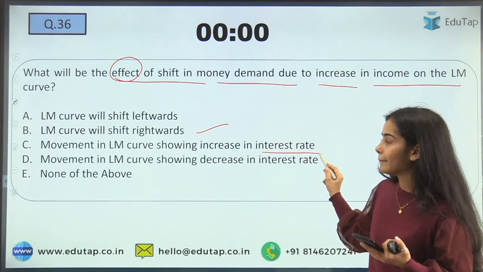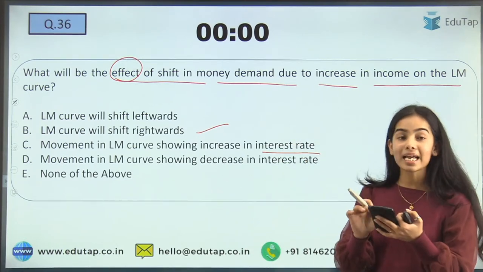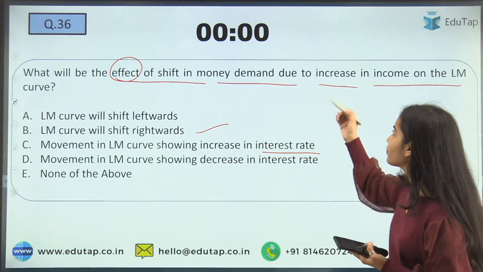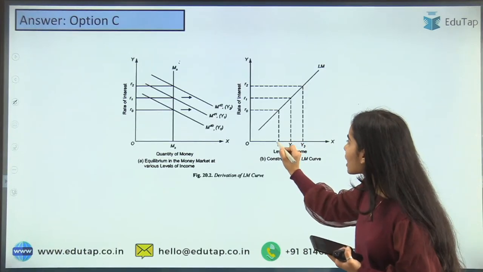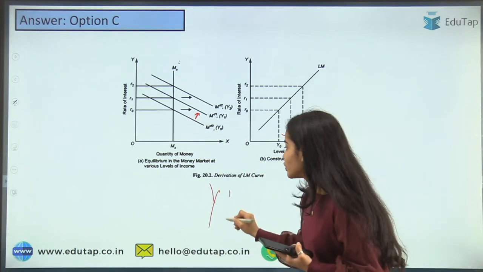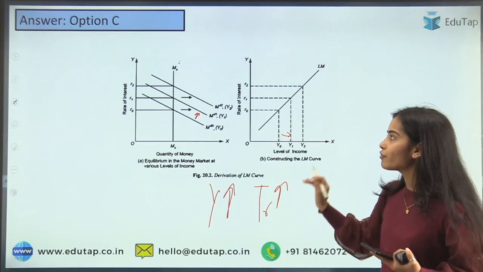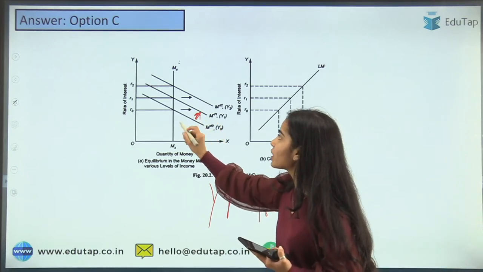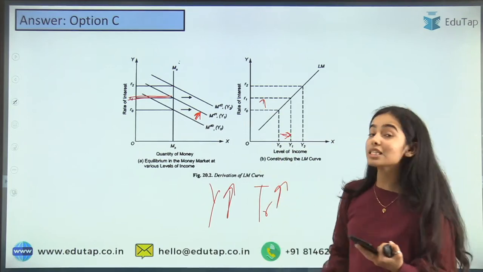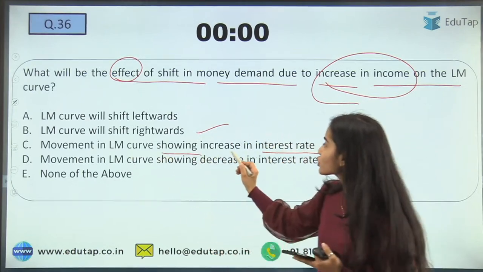Devajani is saying C. Let me tell you that only Devajani and Himanshu are the ones thinking about movement. So why are you people doing the shift? There should be movement. See what is happening: when the income increases, you will have more money for the transaction demand for money, and so demand for money will shift upwards. And when the demand for money is shifting upwards with the increase in income, the interest rate is also increasing. So there is movement in income and movement in the LM curve showing an increase in the interest rate.